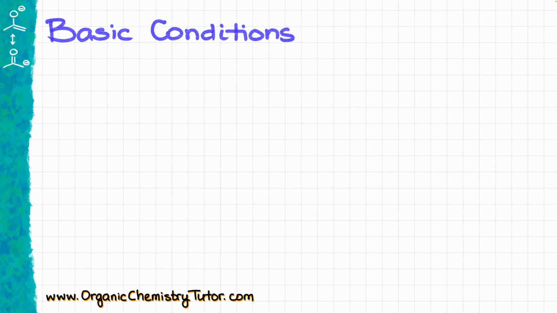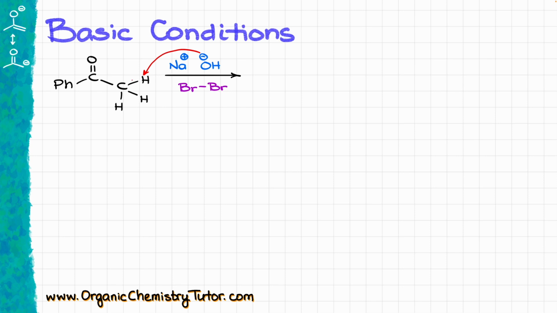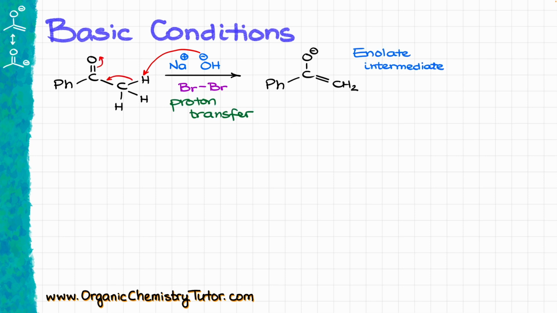Now, once we get to basic conditions, that is where things become a little bit more interesting. Typically, whenever we are going to be doing this reaction in basic conditions, the most common base of choice is going to be something like sodium or potassium hydroxide. And like in the previous case, the very first part of the mechanism is going to be the enolization of our starting material. I'm using the same starting material as before, and the very first step here is going to immediately enolize our molecule like so, giving us an enolate intermediate.